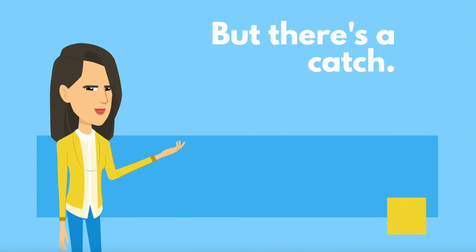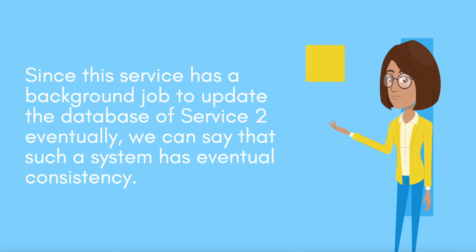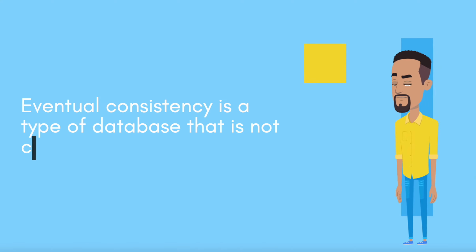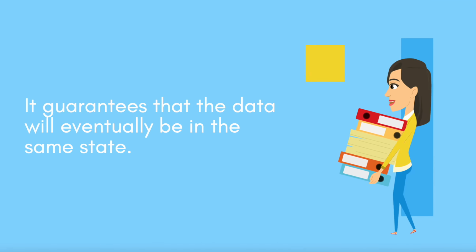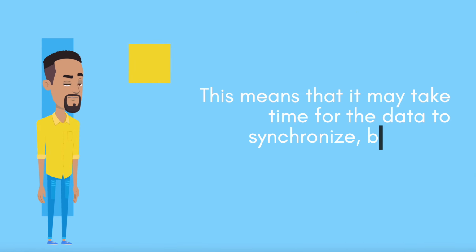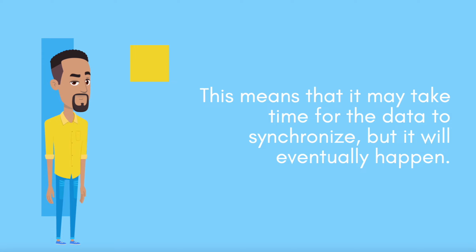But there's a catch. Since this service has a background job to update the database of Service 2 eventually, we can say that such a system has eventual consistency. Eventual consistency is a type of consistency that is not immediate, but reliable. It guarantees that the data will eventually be in the same state. This means that it may take time for the data to synchronize, but it will eventually happen.